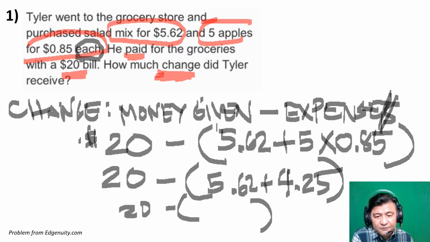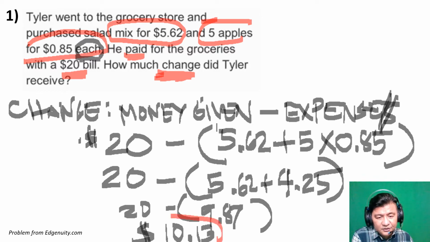Okay, $20 minus, let's add it up. 5 plus 2 is 7, 6, 7, 8. And then 5 plus 4 is a 9. So you know that he spent $9.87. So take away 20 minus $9.87. You'll get $10.13. Okay, make it a habit to circle your final answer and label it the change.